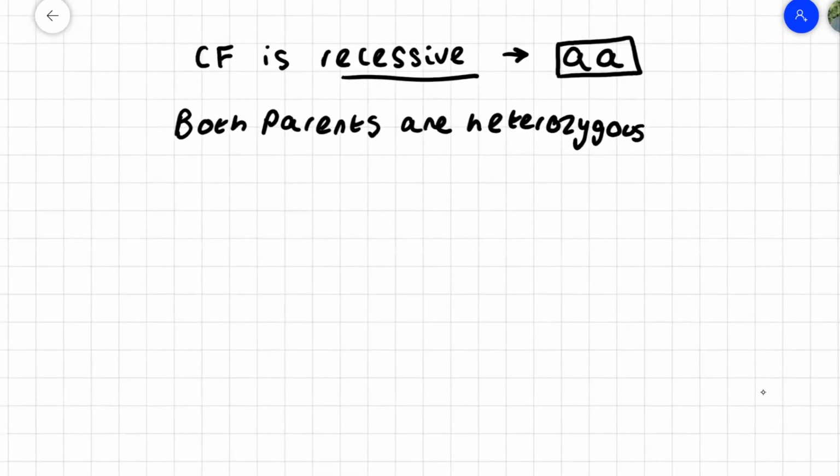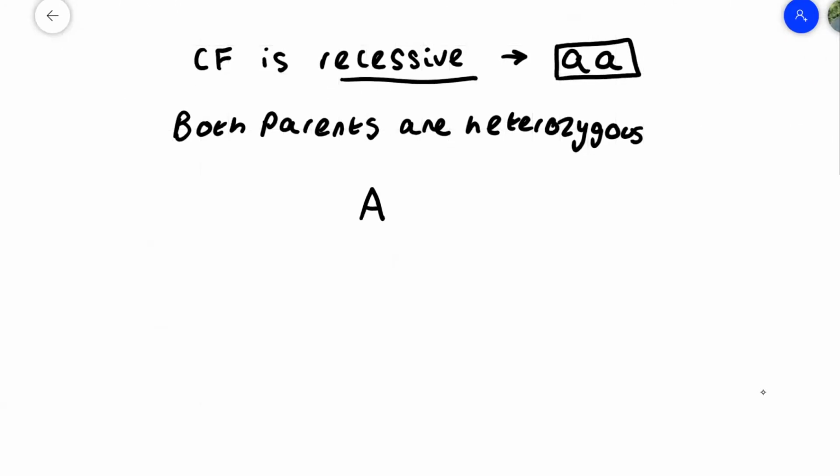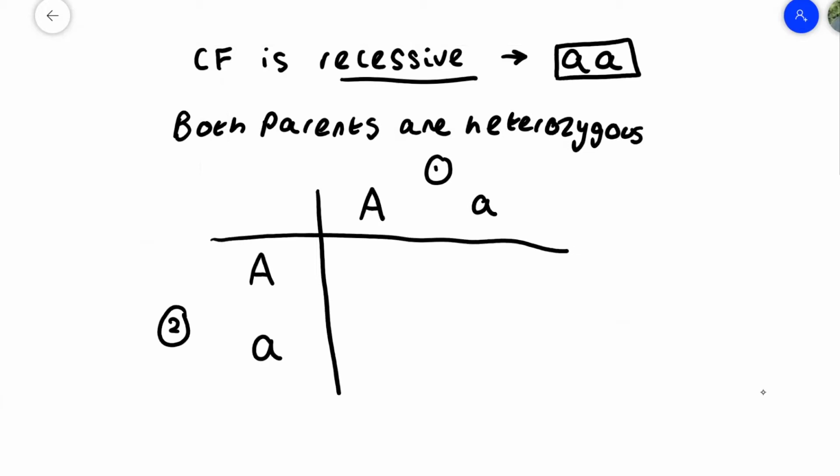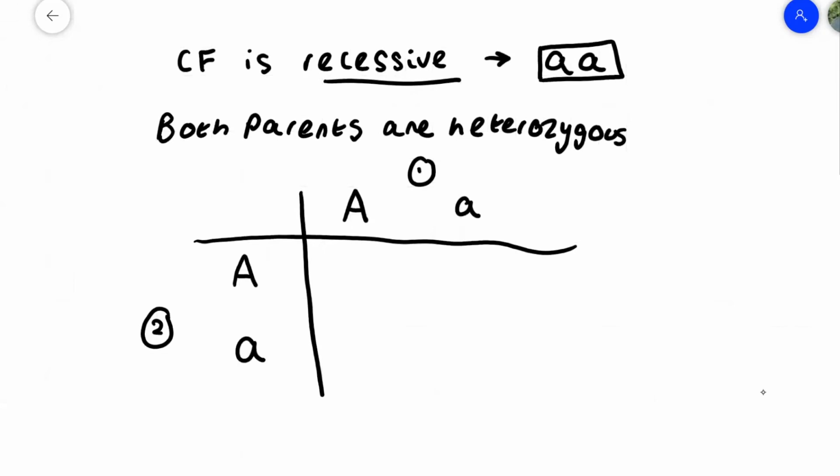So if both parents are heterozygous, then we know that parent 1 is going to have capital A, lowercase a, and parent 2, which we're going to show on this side, I'm just going to put 1, 2, is also going to have the same. So we can put this into a little table, and then we can kind of multiply them. So these are the possible combinations which could form were these 2 parents to have a child.